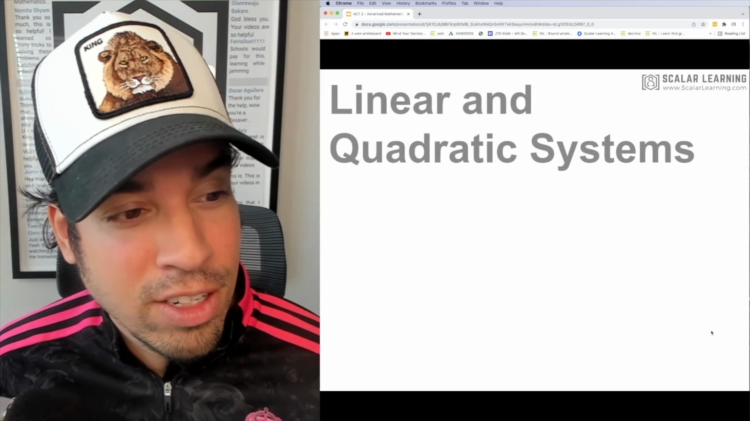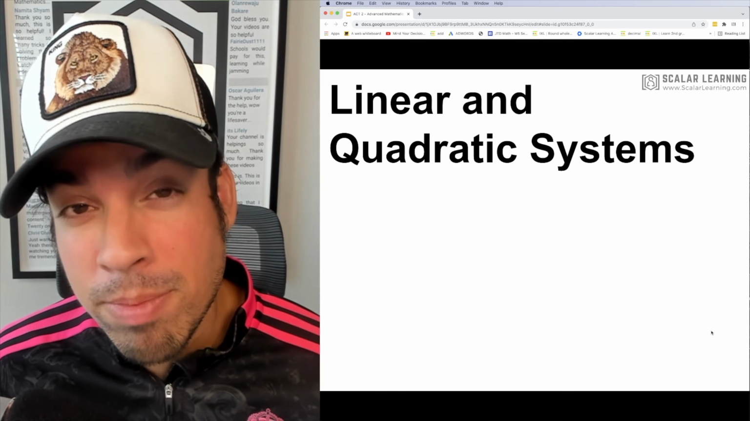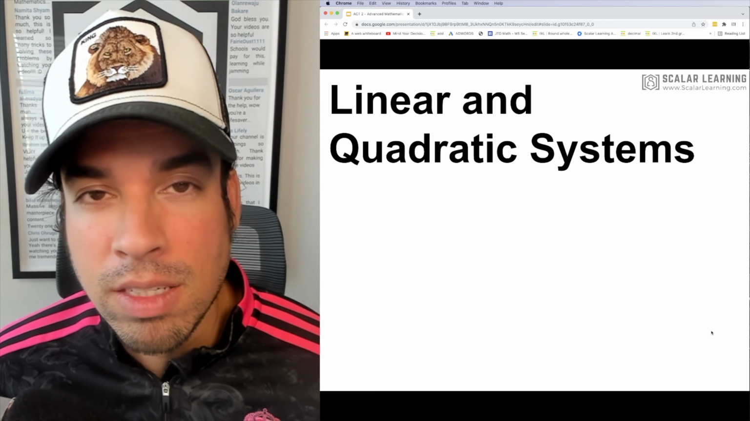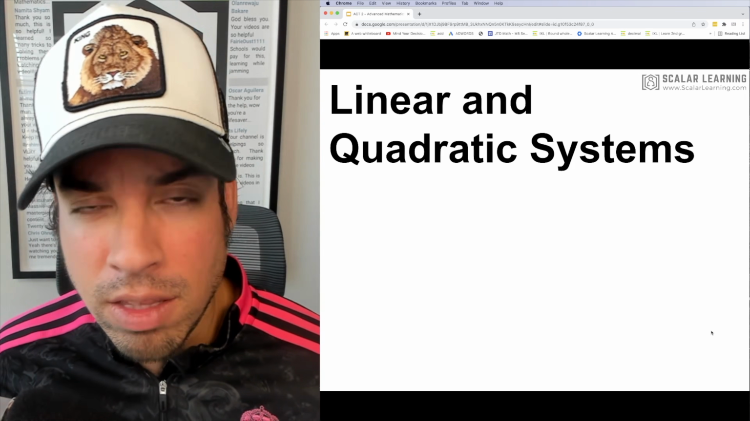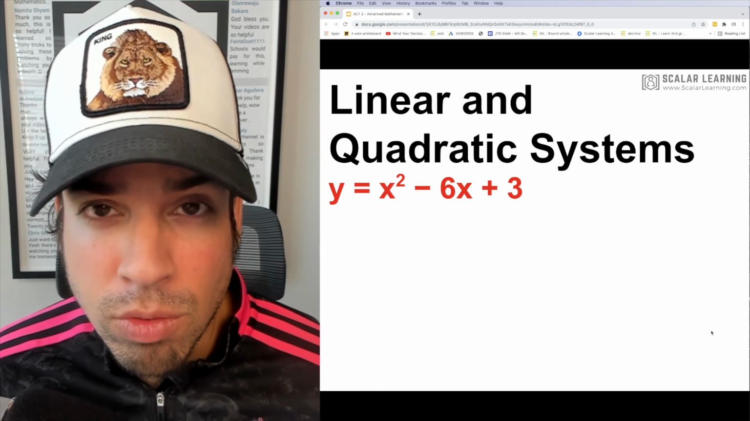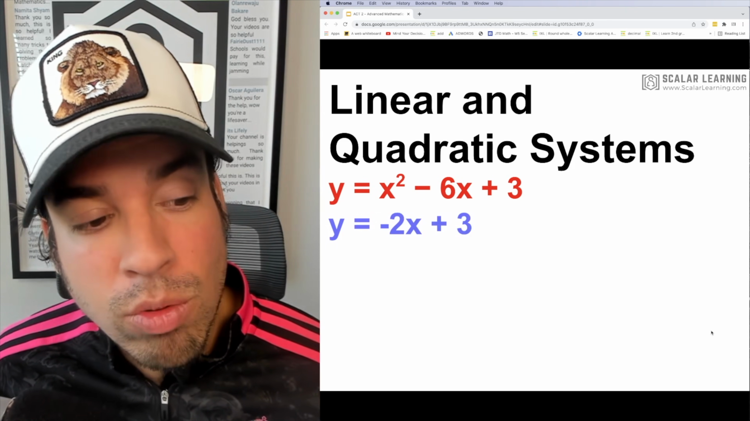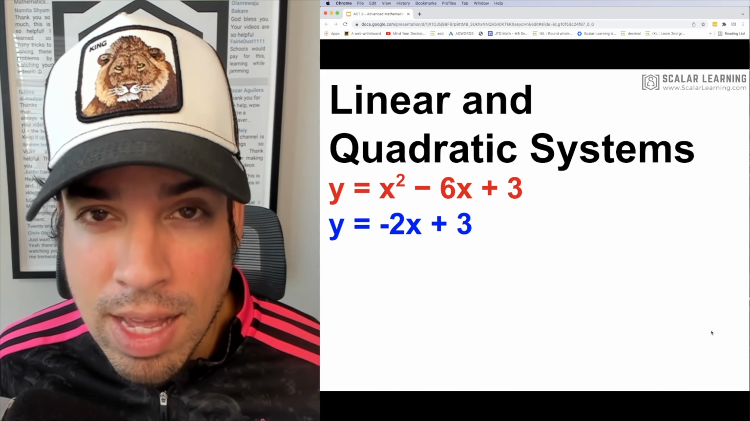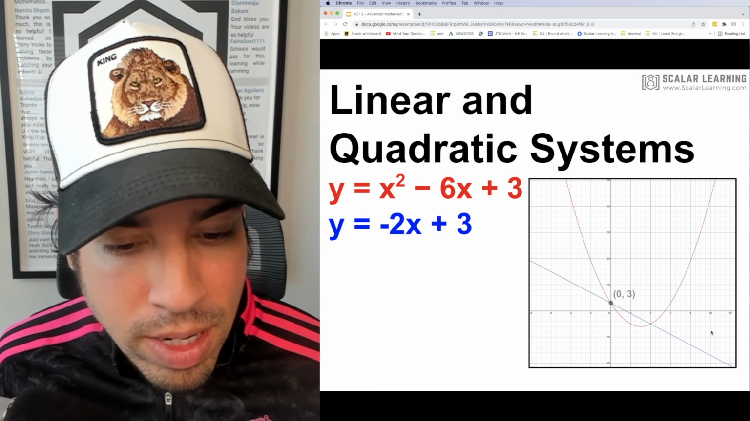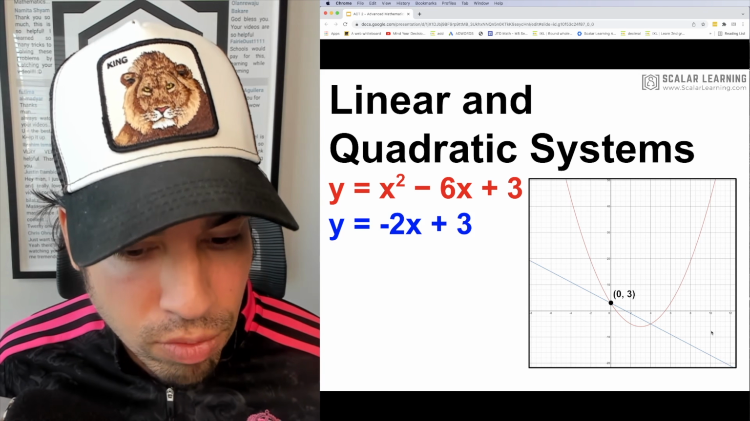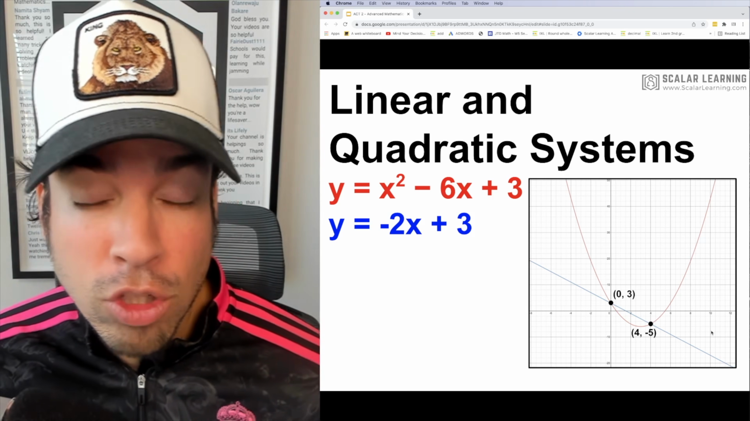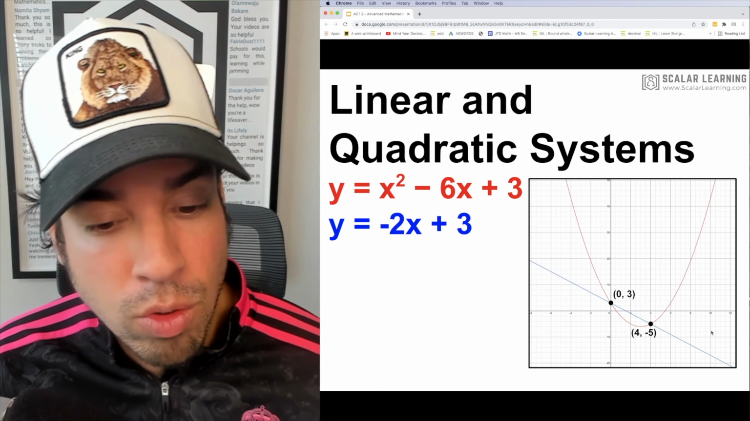Now let's talk about linear and quadratic systems. Of course, there are linear systems, but what about linear and quadratic? The same thing. It's like, where's the line intersecting the parabola? Let's take the example of y equals x squared minus 6x plus 3 for our quadratic, and y equals negative 2x plus 3 for our line. If we look at the graph of this, we can see that it intersects at 2 spots. It intersects at (0, 3) and also at (4, -5). So if you're trying to solve this system, those would be your solutions.